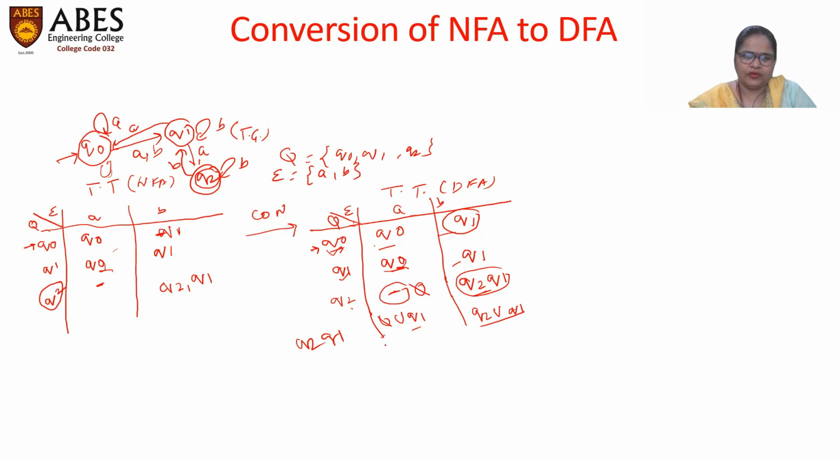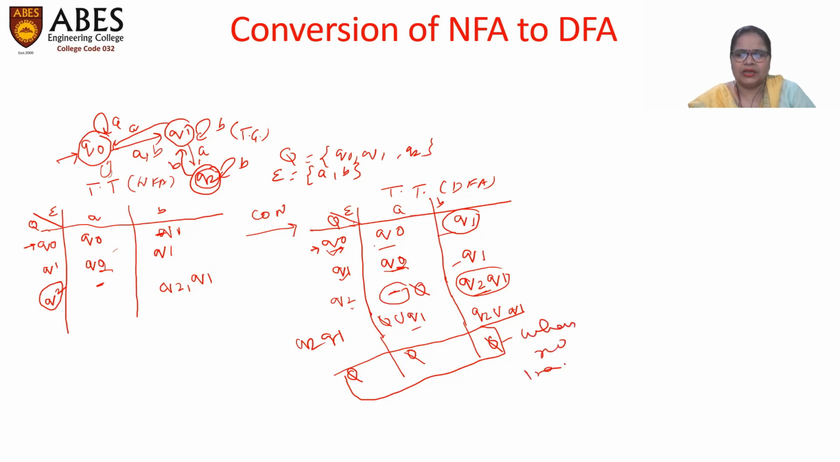So we have to introduce a new state phi, because at state Q2 you are not reading any symbol. So you will have to introduce one state, phi. This is your phi. Reading A it goes to phi, and reading B it goes to phi. This is the only state we have to introduce when you get no transition for an input symbol. So this is your transition table for the DFA for the given corresponding NFA.